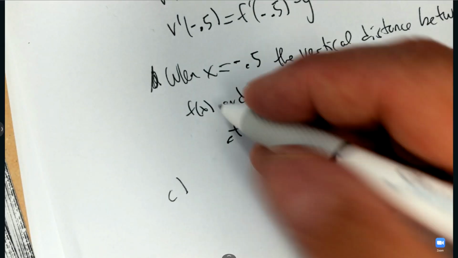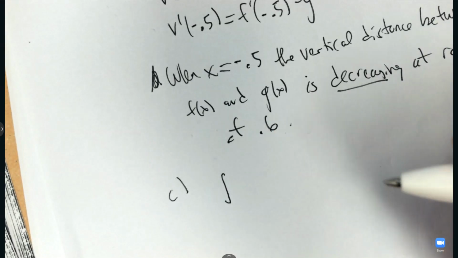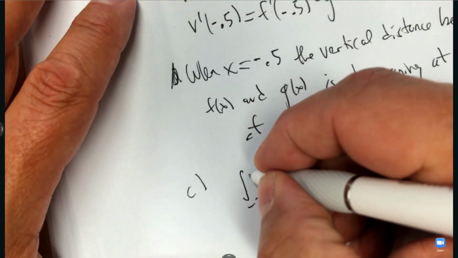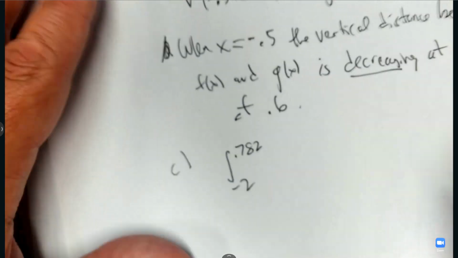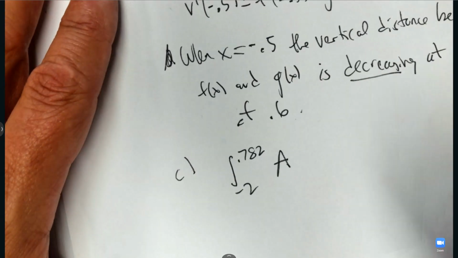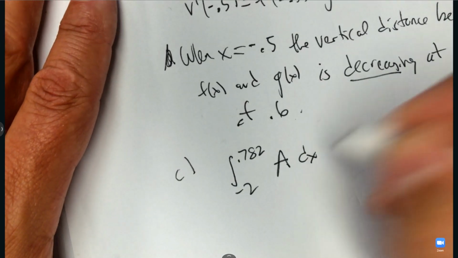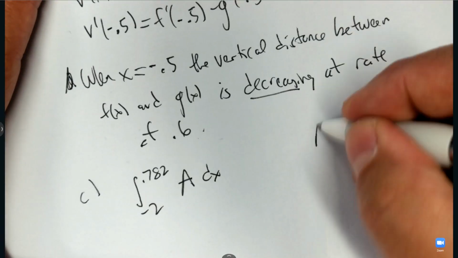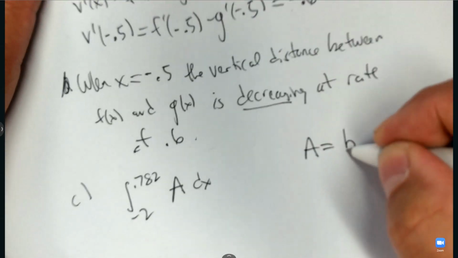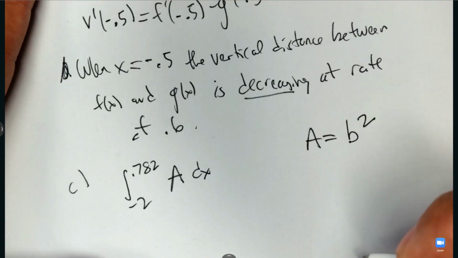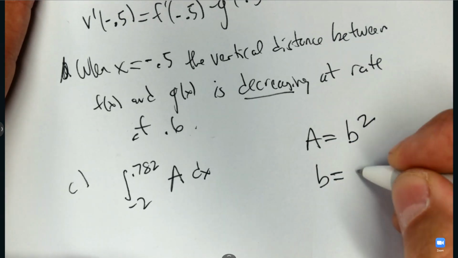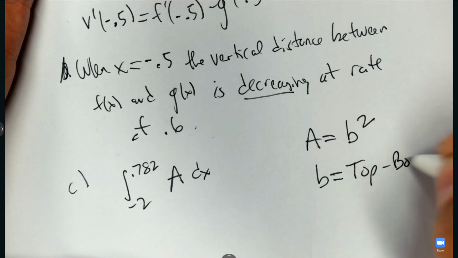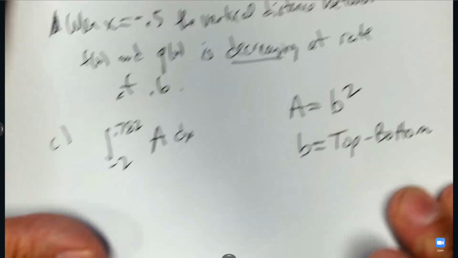So I'm going to remind you, how do we do that with known cross sections? So the basic setup, we're still going to integrate the same numbers. So negative 2 to 0.782. And for known cross sections, we take the area formula. And I know the area of a square is you take the base and you square it. That's the formula. And the base is going to be top subtract bottom. So I'm going to use both of those to set this up.